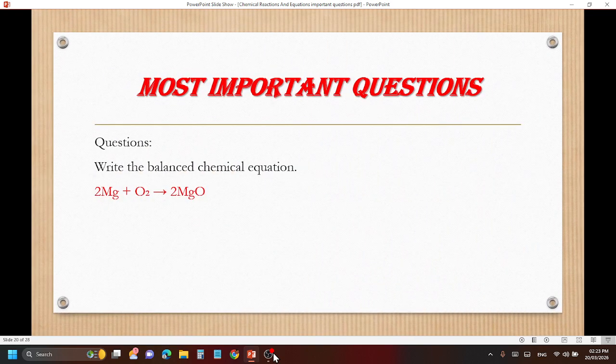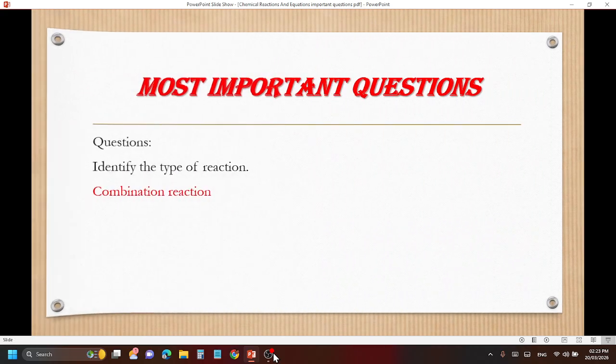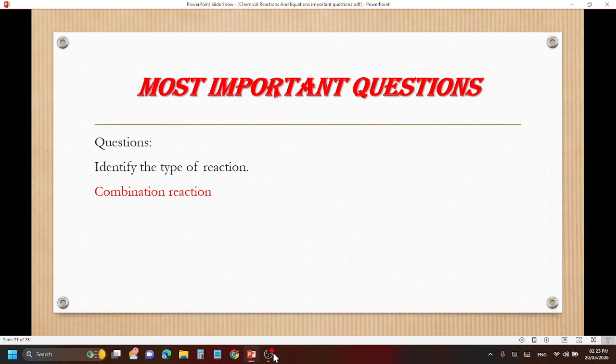Next question is: write a balanced chemical equation. I bet I told you to remember the equation. The equation must be written: 2Mg + O2 gives 2MgO. Third, identify the type of reaction. This type of reaction is known as a combination reaction. It means it is a type of reaction in which the two reactants, that is Mg and O2, combine to form MgO.